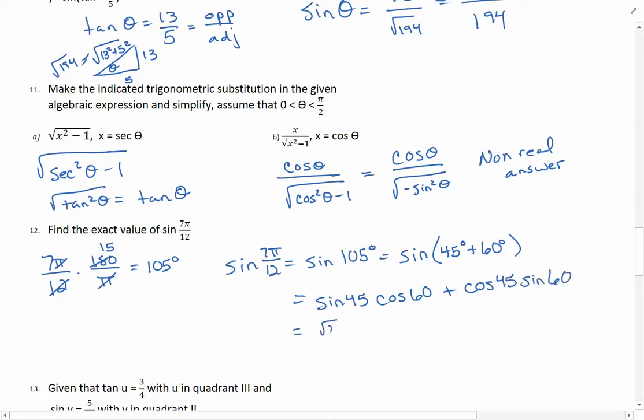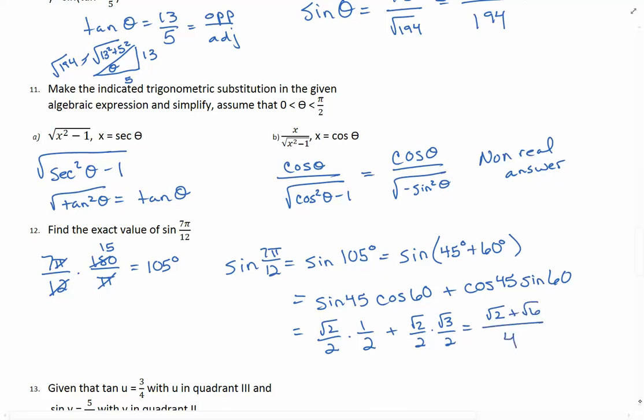this is the square root of 2 over 2. The cosine of 60 is 1/2. The cosine of 45 is the square root of 2 over 2, and the sine of 60 is the square root of 3 over 2. So this is the square root of 2 plus the square root of 6 all over 4.